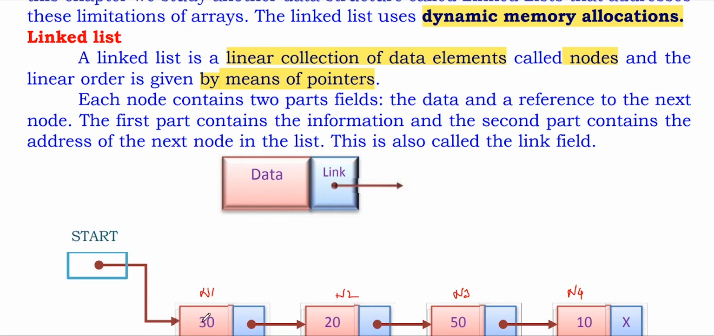One is called the data field. You can see here data. Another is called the link field, the address of the next node. So that is how it works. So we have a link. We'll discuss this in detail and you'll understand this diagram.